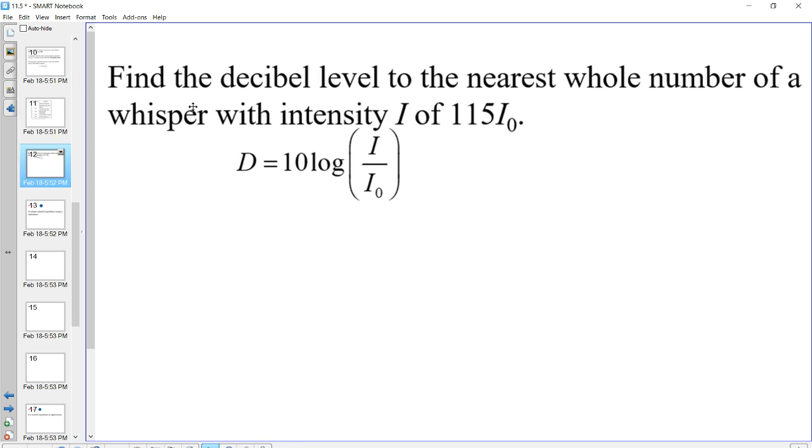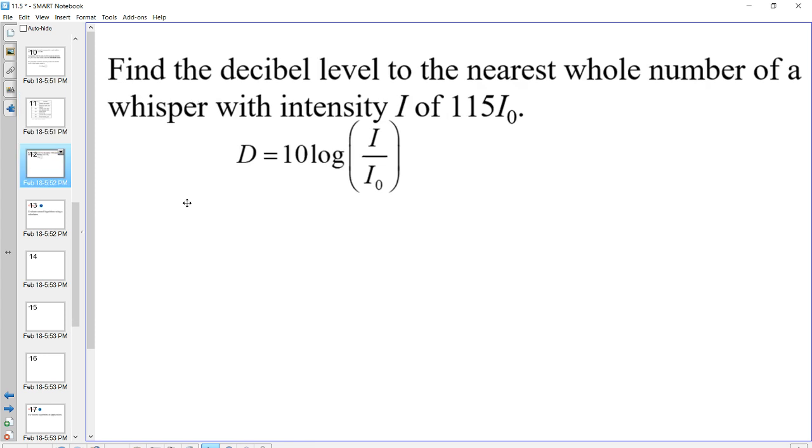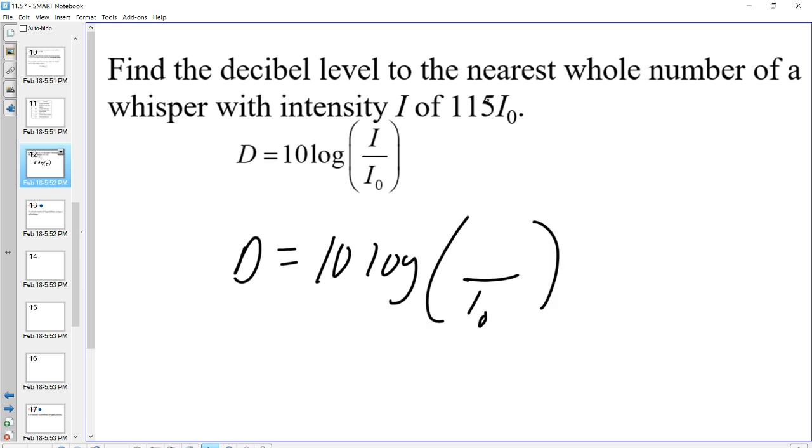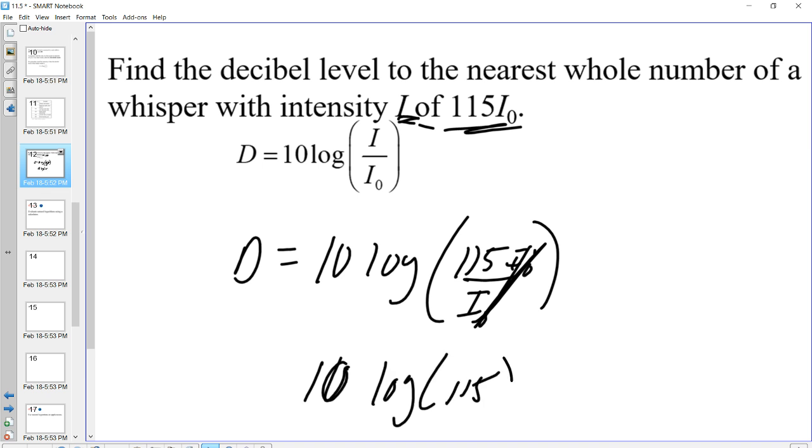All right, let's see how we use this. Find the decibel level, to the nearest whole number, of a whisper with an intensity I of 115 times I naught. In this case, we're just going to plug in the numbers they've given us. We're going to go 10 times the log of I over I naught, where I is 115 I naught. I naught over I naught is going to be 1, so we're really just going to do 10 times the log of 115 for this problem.